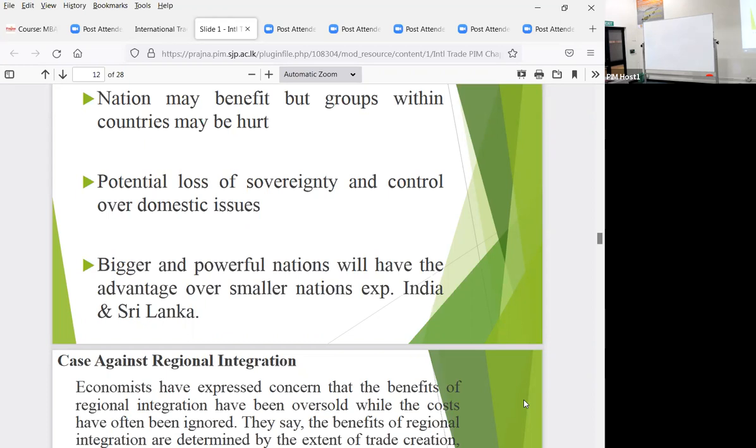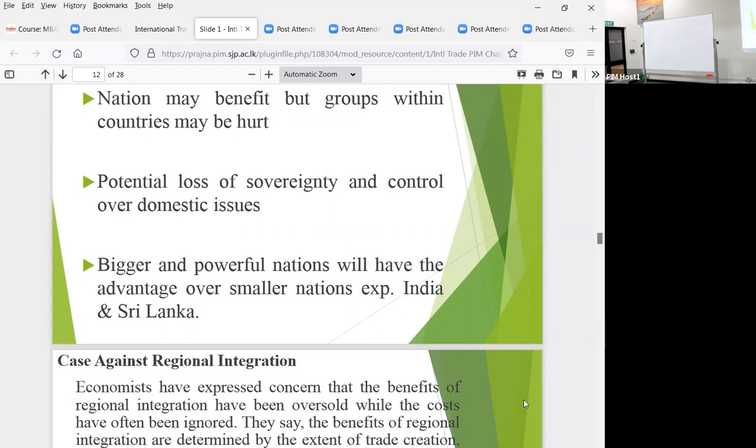Of course, sometimes, for example, a country can gain as a whole, but a certain section of the country may not gain, right? Certain sections, like employment in the IT sector, they may lose, right? Because the shift is going to places seeking better efficiency. Then the potential loss of sovereignty, as I told you. When you are more integrated, your sovereignty is lost and control over domestic issues is lost.